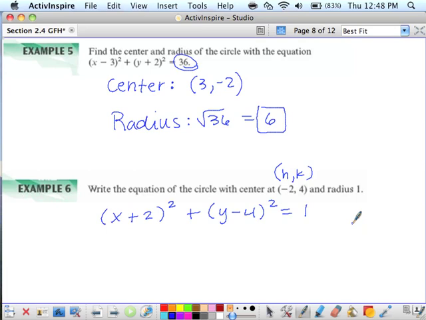Okay, so when you're writing the equation of a circle, do you have to put it as 6 squared or just write it as 36? Oh no, you could write it just as 36, definitely. Okay, I was just wondering. You would always simplify.